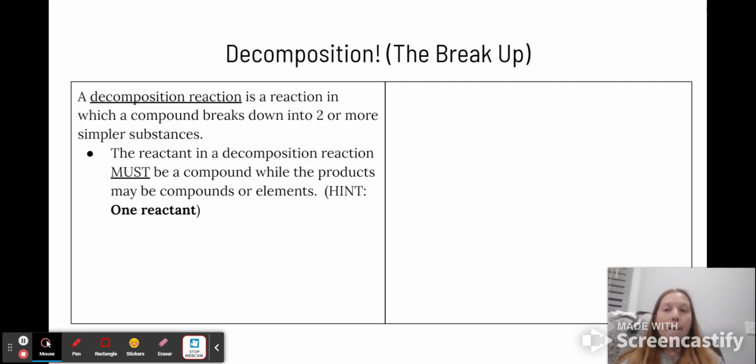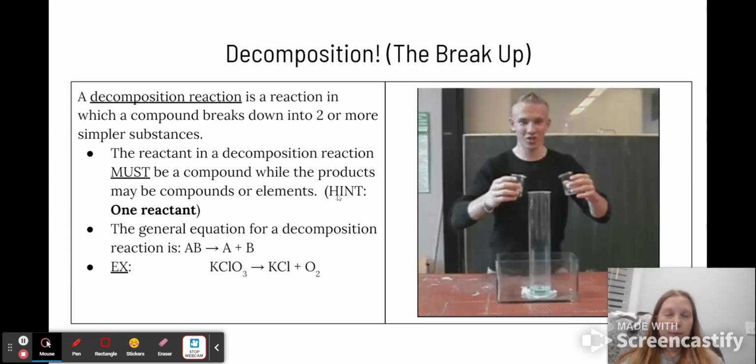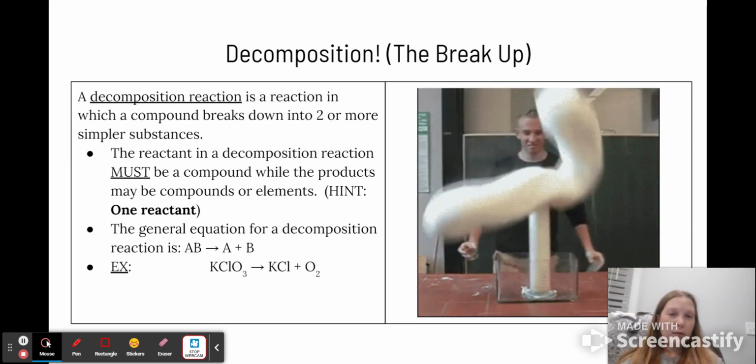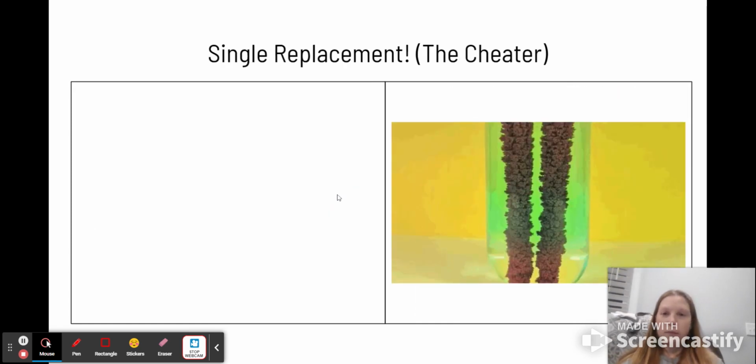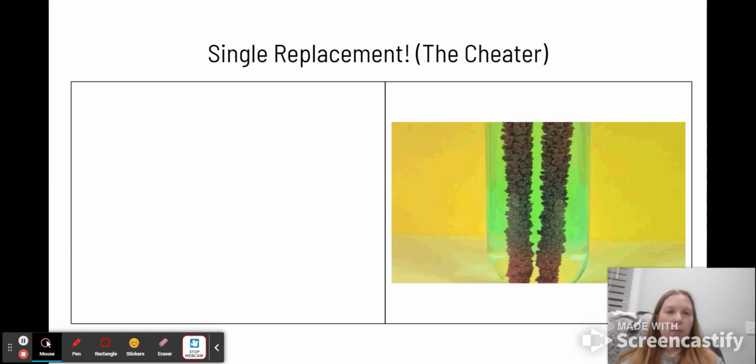So the reactant must be a compound, and the products can be compounds or elements depending on how they break up. The general equation here, again, is the opposite of the synthesis. So it's AB yields A plus B. And then here's an example. This is one of my favorite decomposition reactions. Now, I didn't put this on a pop-up later, but you'll see it.